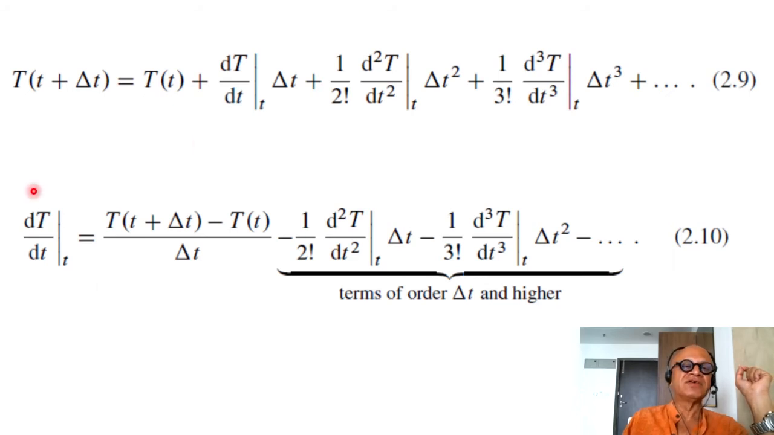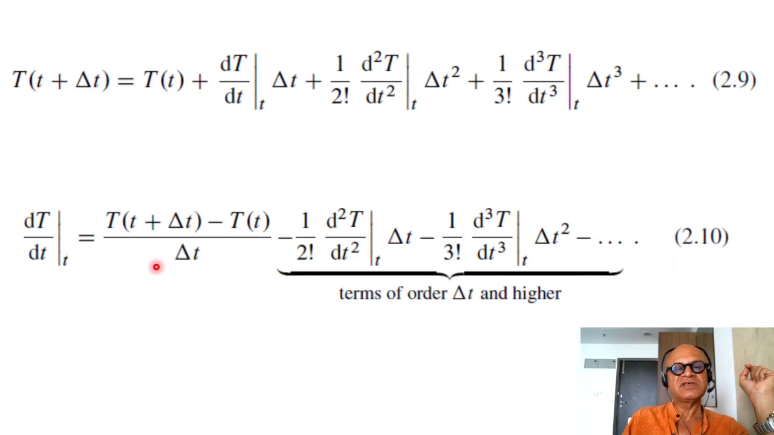Remember your basic math. So now write this as dT/dt. We're trying to find an expression for the time rate of change of temperature. So you take this side, T(t + delta t) minus T(t), divided by delta t, minus this, minus that, and so on.